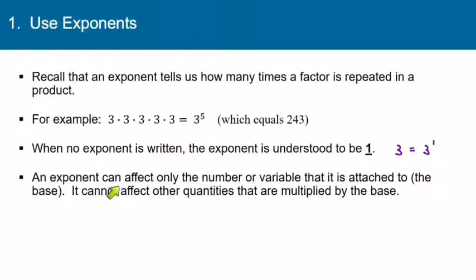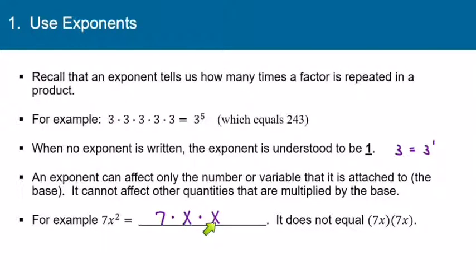And an exponent can affect only the number or variable that it is attached to, so to speak. In other words, it can only affect the base. It can't affect other quantities that are multiplied by the base. So for example, 7 times x squared is equal to 7 times x times x. It's not 7x times 7x because you see the exponent of 2 is attached to the x, so it only can affect the x and not the 7.